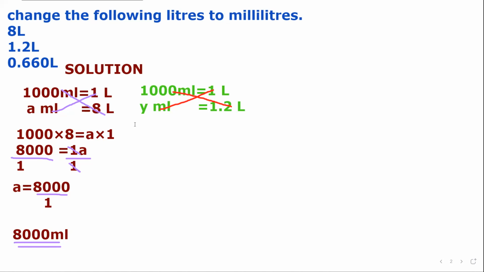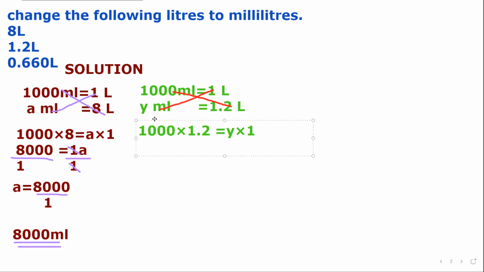Now let's see our linear equation. The linear equation here is 1,000 multiply what? 1.2. 1,000 multiply the 1.2 here, which is equal to the y multiply what? The 1. Okay, good.